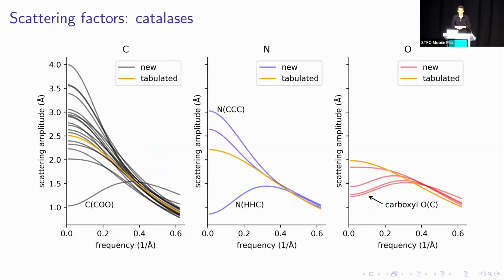What do these scattering factors look like? These I've plotted here: scattering factors for 3 elements determined using these catalases. And each line in this case represents one scattering factor for an atom type.